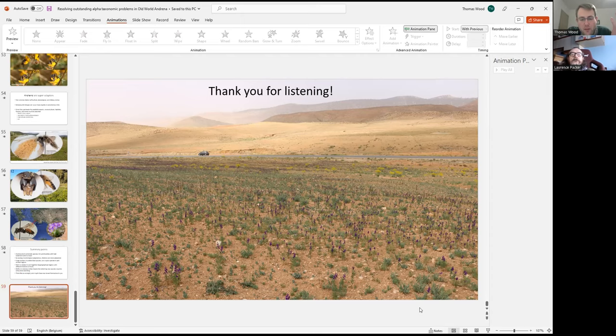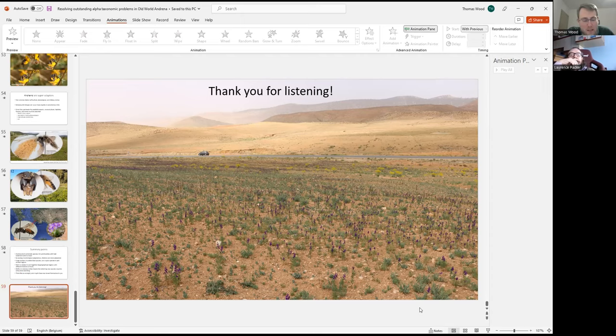This is to the east of the Middle Atlas in Morocco. So it's a very seasonal habitat. You get this short flowering period. This had snow in the winter, and you drive and there's nothing. And then you find this field and it's full of flowers and it's just trillions of bees.